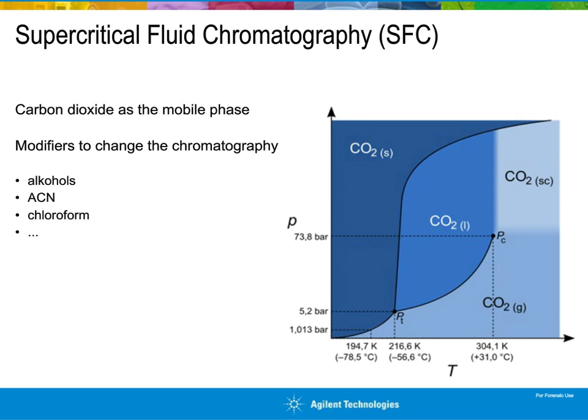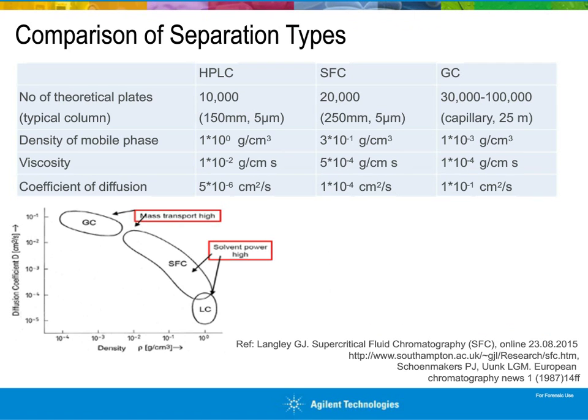For those of you who know SFC, not just from sparkling water, you can have CO2 in different constitutions. What we're looking for is here in that corner, above a certain pressure and above a certain temperature, where CO2 is in a supercritical state, and we use that state to use CO2 as one of our solvents in a chromatography.